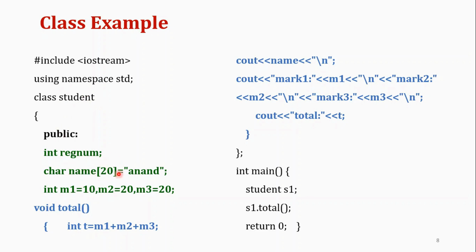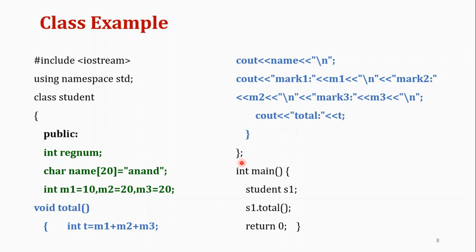These are all the member data, and I'm having one function which is called total. So the class is a bundle of data and function. What is inside a function? A function has a set of statements grouped in a bundle. My function name is total, and these are all my data. Register number is an integer, name is a character array, a group of characters, and these are the three marks as integers. So these are all my data, and I'm having a function total.